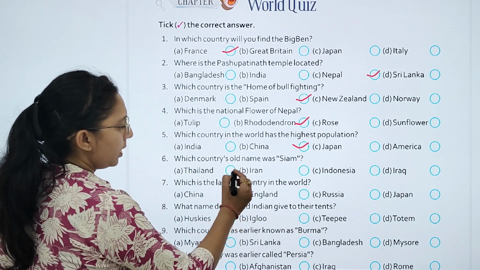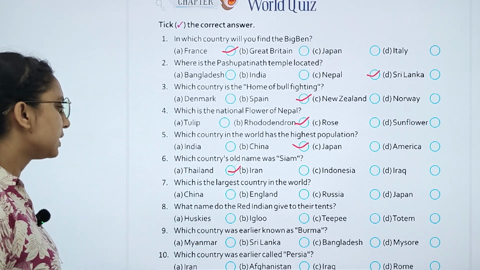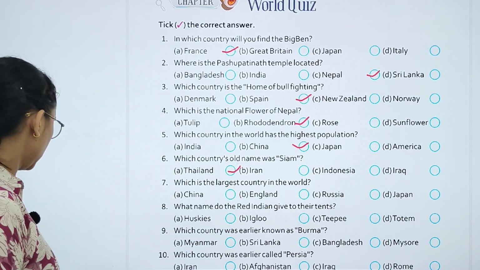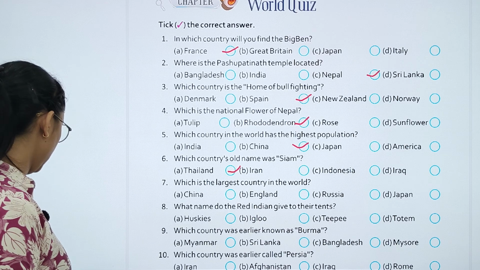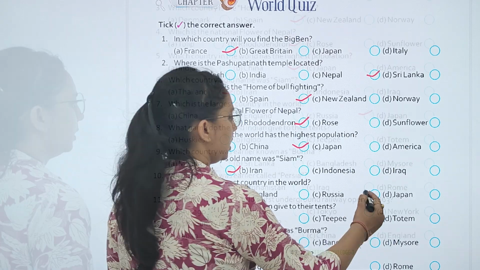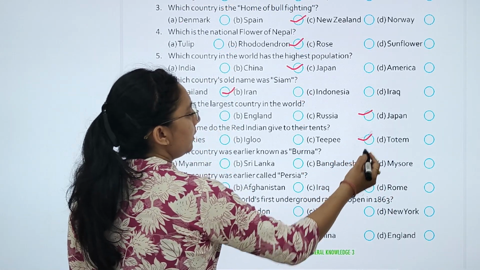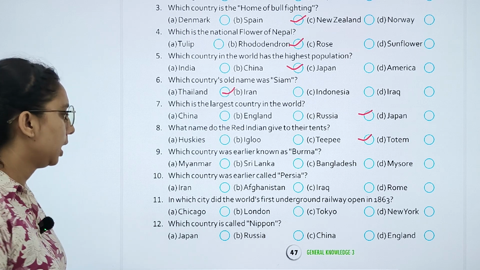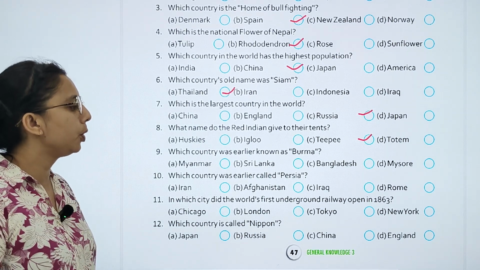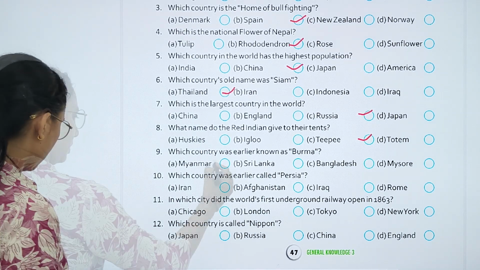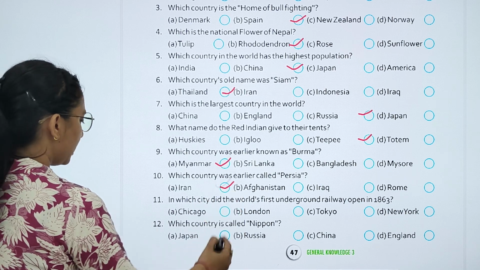Right? Which country's old name is Siam? Thailand. Which is the largest country in the world? जो सबसे largest country है world की वो आपकी कौन सी है? That is Russia. Now name of the Red Indians' tents, that is Tepee. Which country was earlier known as Burma? Burma हम किसको कहते थे? Myanmar. Which country was earlier called Persia? That is Iran.